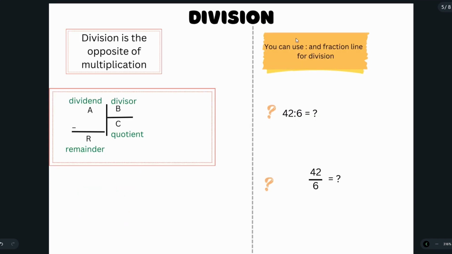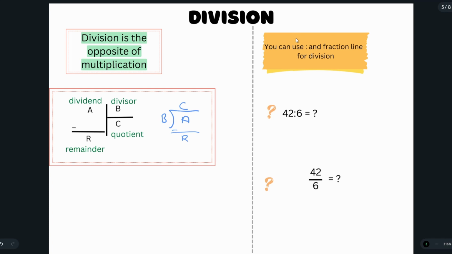Now it's time to learn the division. Division is the exact opposite of multiplication. So if you know your multiplication table and if you know your multiplication rules, then the same could be applied to division. I don't want to confuse you, but I will be using this format instead of this format, where you have the divisor here, dividend here, quotient here, and then your remainder here.